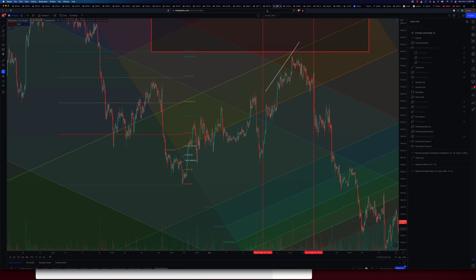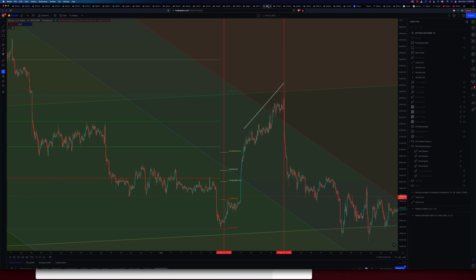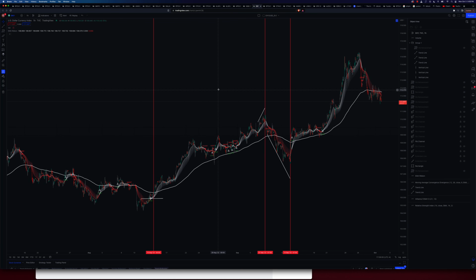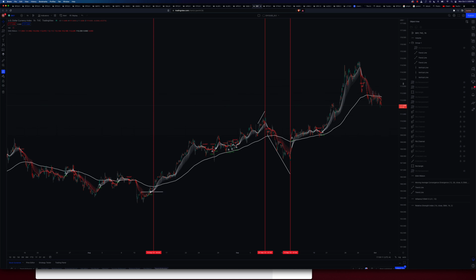If we went back to the BTC chart, the same thing happened here. We stopped exactly at the chaos level right there. If we go to the DXY, let's go ahead and hide the indicators. All right, go ahead and turn it on. We can see the price stopped right at the 8.77 again.